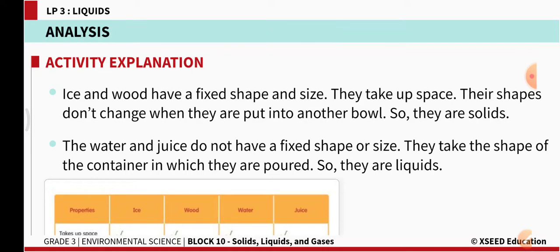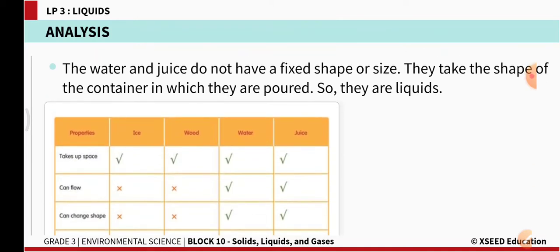because they are solids. But when you take the water and juice and you put them in another container, you can easily pour them into another container because they are liquids. Water and juice do not have fixed shape or size. So liquids do not have a fixed shape. They don't have a fixed size, right?